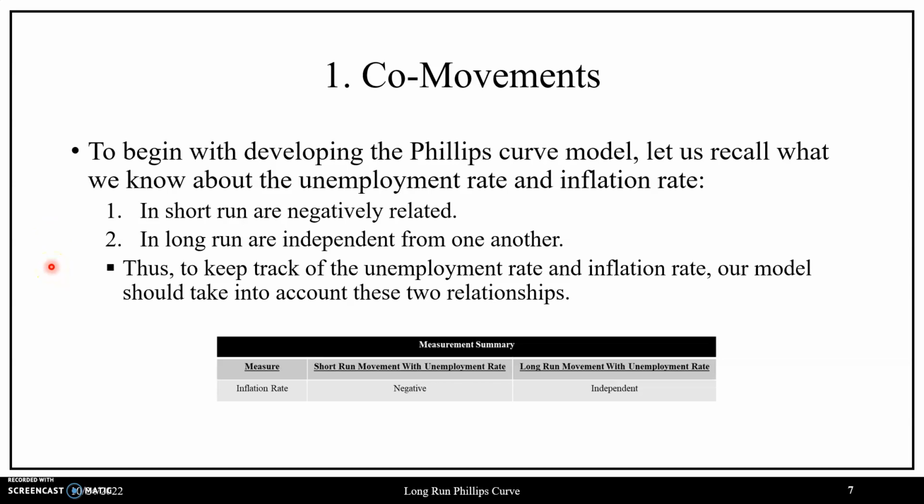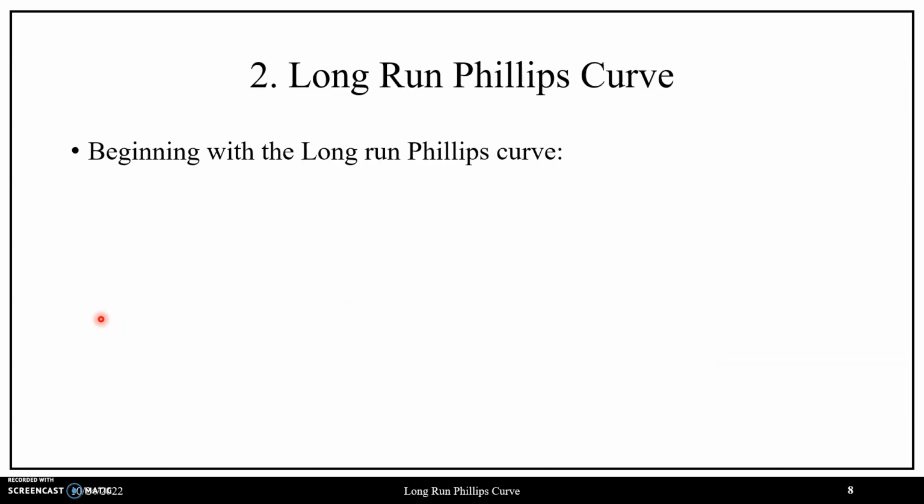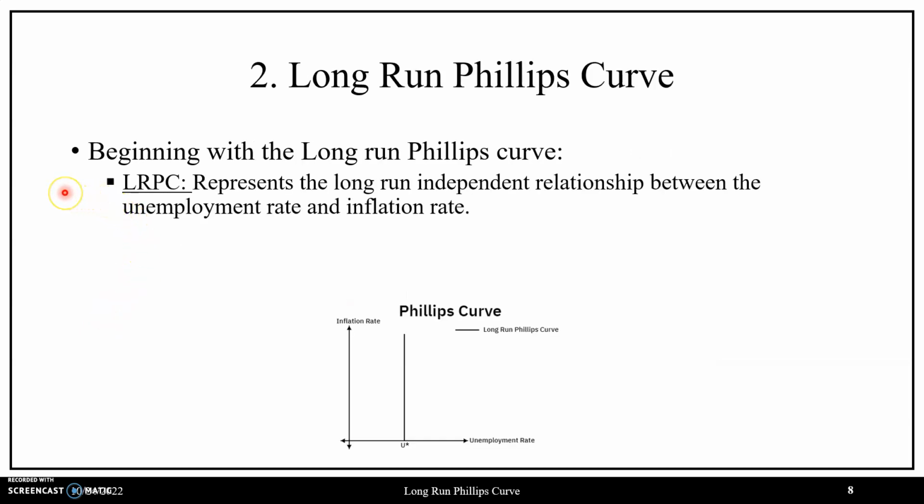Therefore, to keep track of the unemployment rate and inflation rate, our model should be able to take into account these two relationships. Therefore, we will have two components to consider, in which the first component is the long-run Phillips curve, which represents the long-run independent relationship between the unemployment rate and inflation rate. We're looking at a graphic below. We have the inflation rate on the vertical axis and the unemployment rate on the horizontal axis.